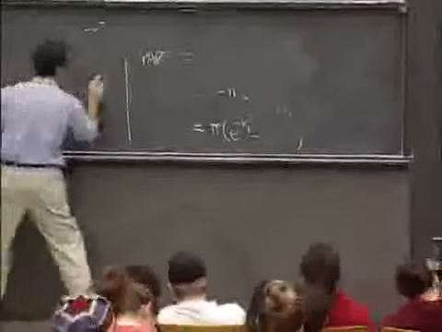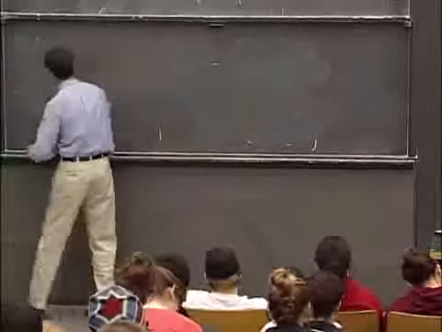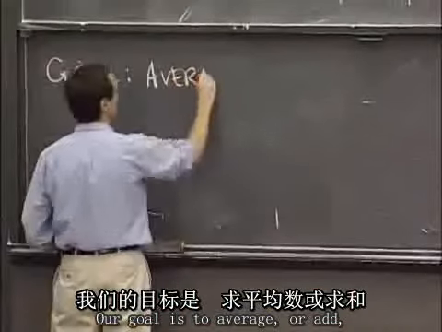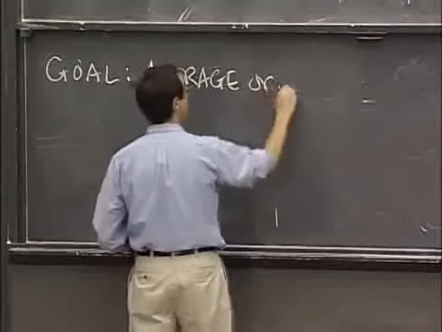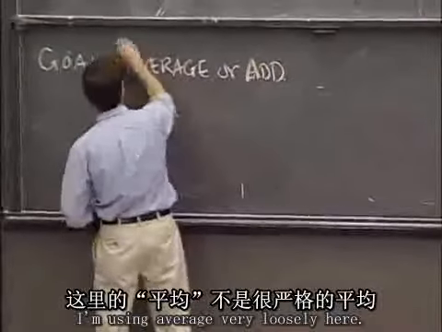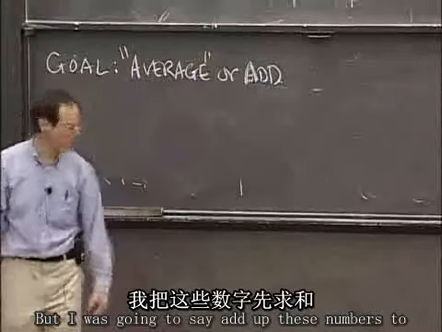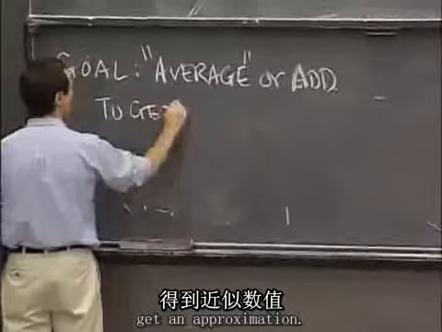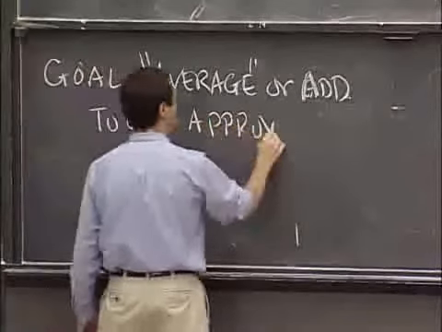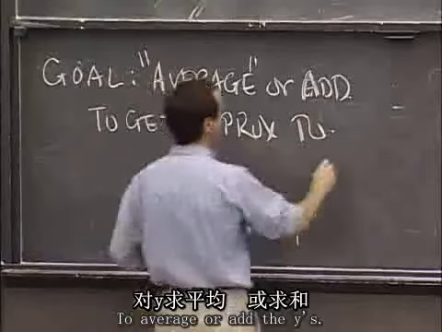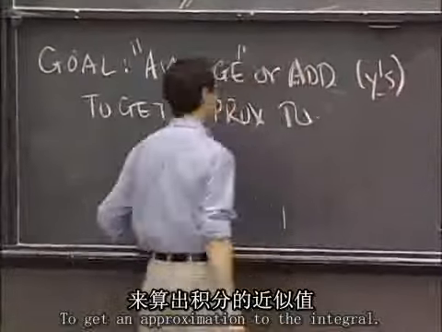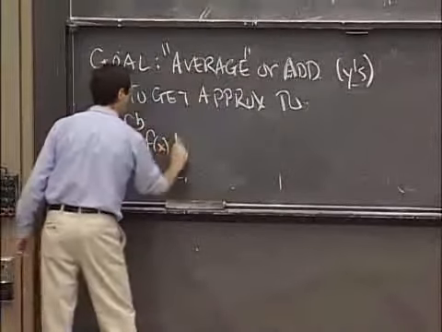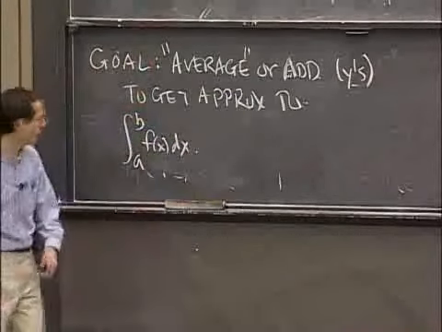So here's our goal. Our goal is to average or add. I'm using average very loosely here, but I'm going to say add up these numbers to get an approximation to the integral, which we know is the area under the curve.